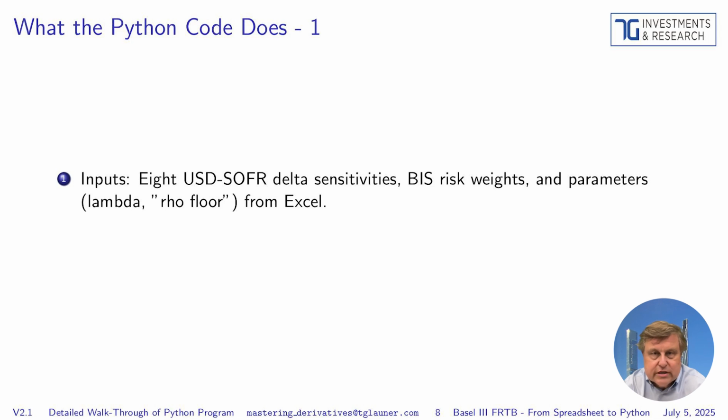The Python code takes 3 main types of inputs. First, it defines 8 USD SOFR delta sensitivities. Second, it defines the BIS risk weights. Third, it uses parameters such as lambda and the rho floor. These inputs form the basis for further calculations in the process.